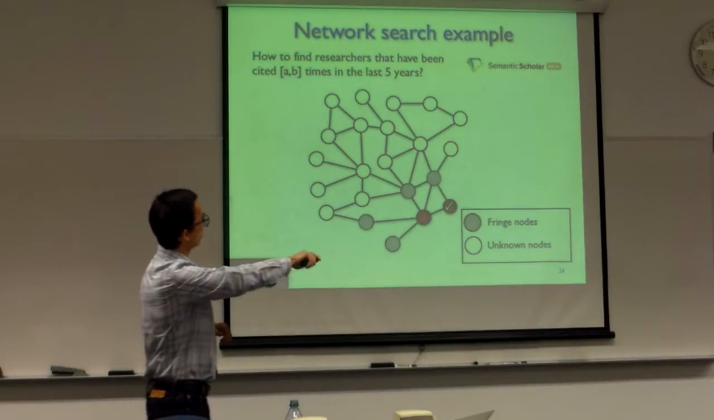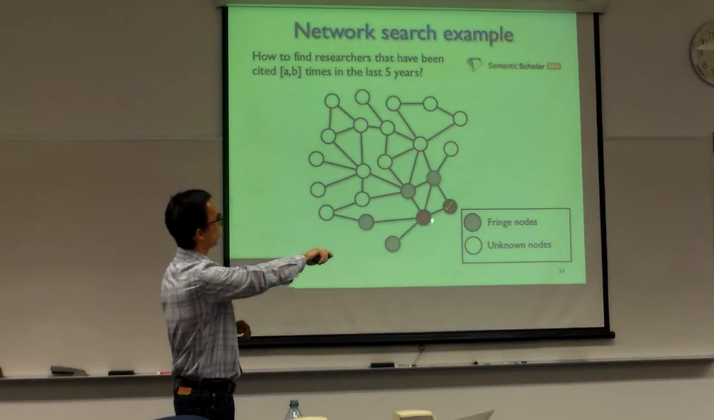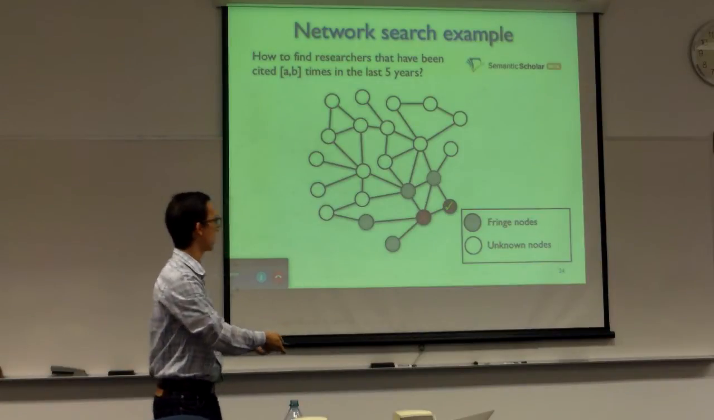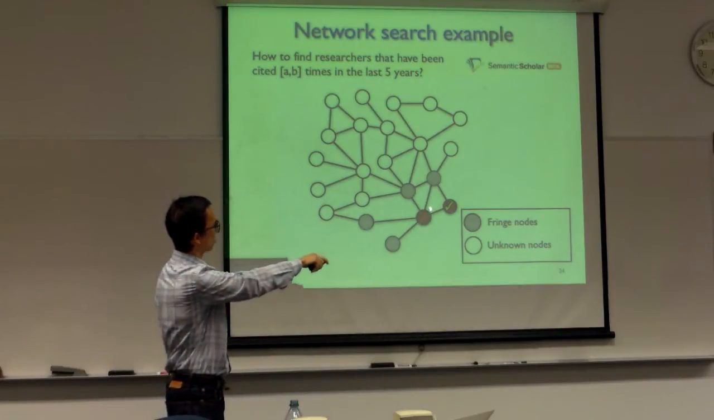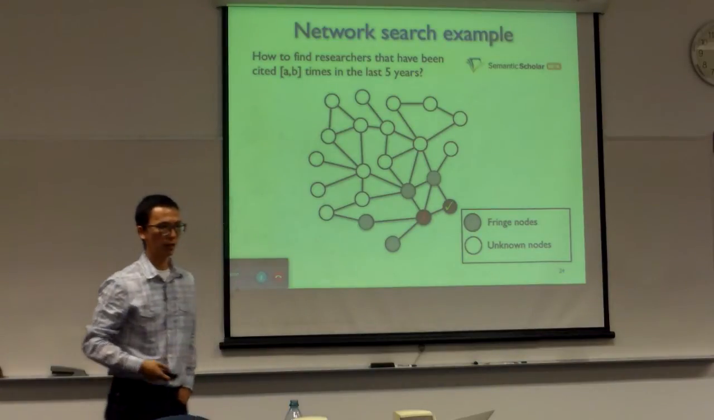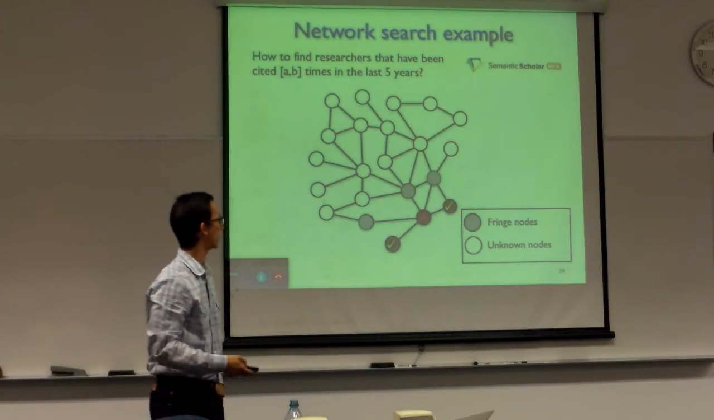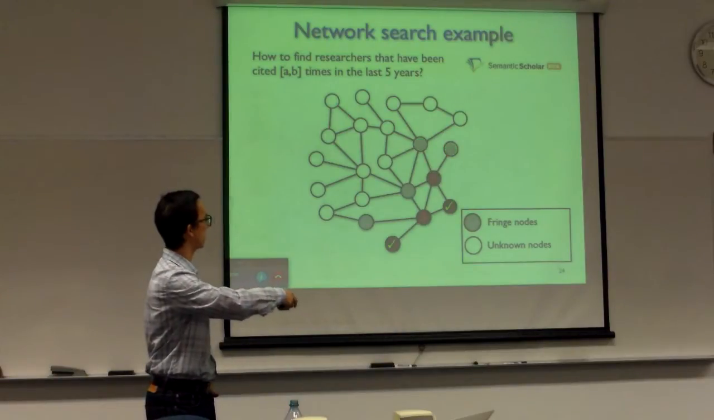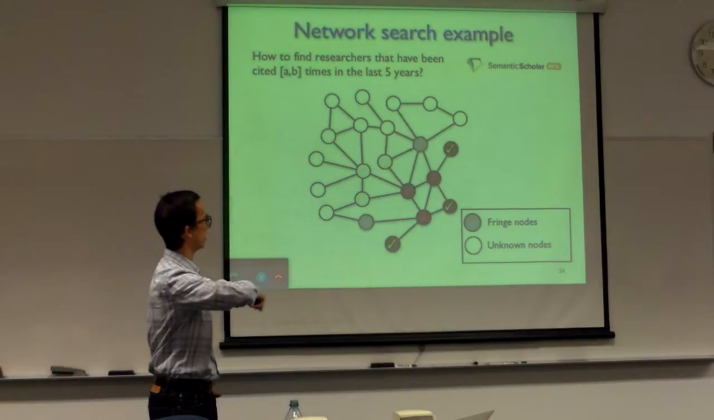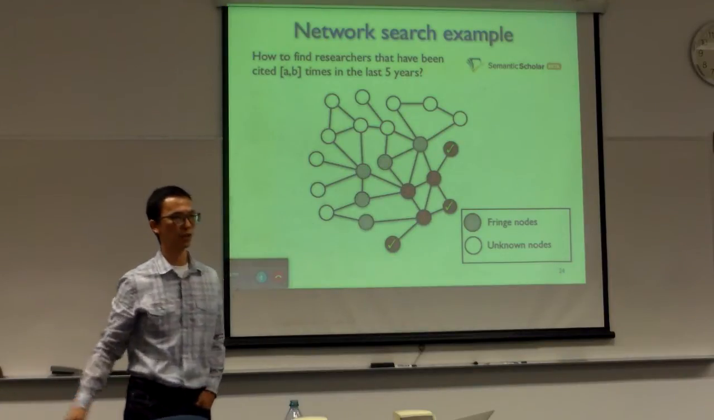So the way you can perform the search is essentially take a fringe node and check whether it's part of the target population, and in this case it was not. But I also learned about new fringe nodes. Okay, so the search goes like this, and you keep querying or visiting new nodes and expanding this fringe or border set.